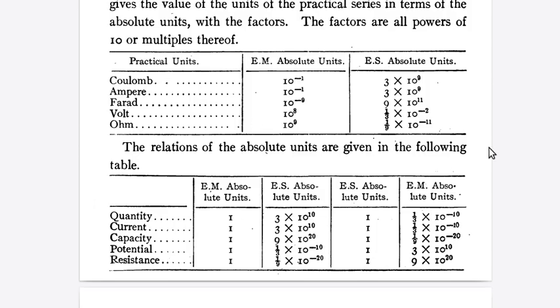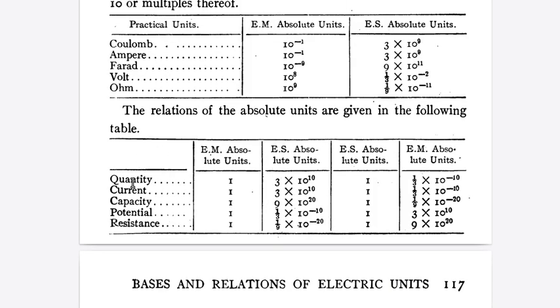Absolute units. The relations of absolute units are given as follows. 1 unit of quantity in electromagnetic absolute units is 3 multiplied by 10 raised to the power of 10. 1 electrostatic unit of quantity is 1/3 multiplied by 10 raised to the power of negative 10. 1 unit of current in electromagnetic absolute units is 3 multiplied by 10 raised to the power of 10. 1 electrostatic unit of current is 1/3 multiplied by 10 raised to the power of negative 10. 1 unit of capacity in electromagnetic absolute units is 9 multiplied by 10 raised to the power of 20. 1 electrostatic unit of capacity is 1/9 multiplied by 10 raised to the power of negative 20.